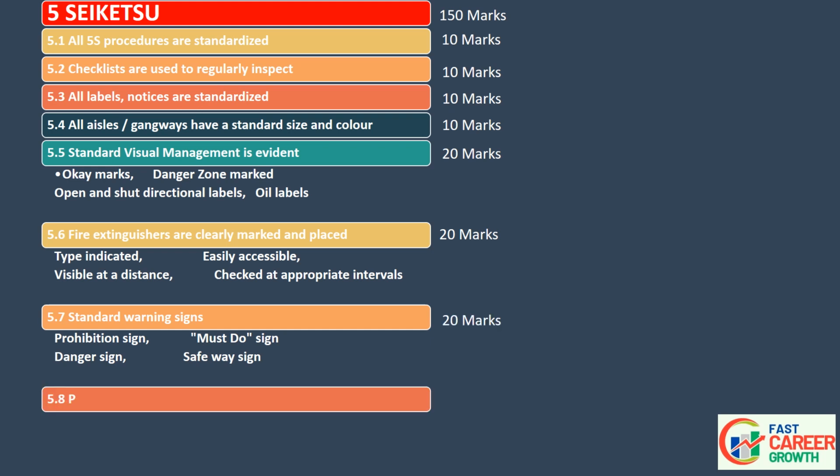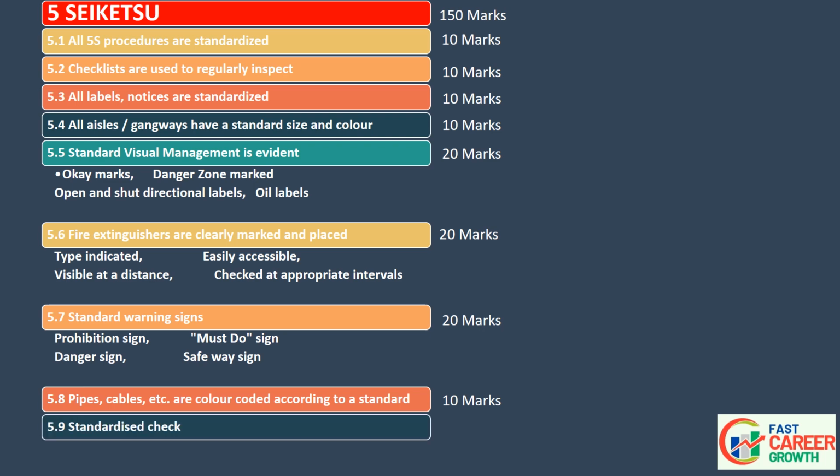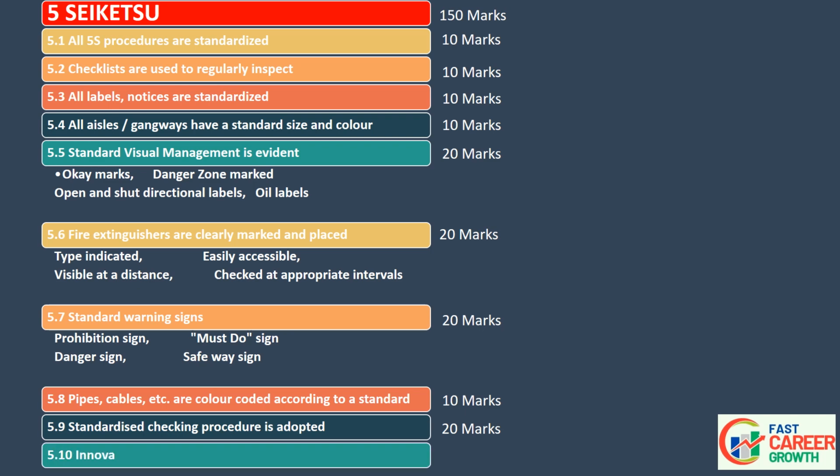Then check pipes, cables, etc. are color-coded according to a standard maintained or not. And max point is 10. Then check standardized checking procedure is adopted or not. And max point is 20. Then check innovative visual control methods are implemented properly or not.